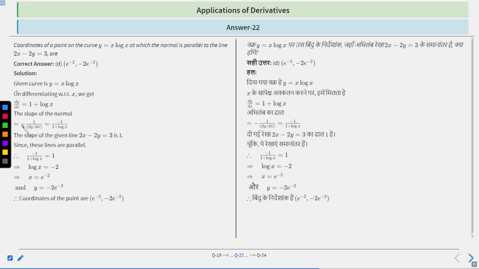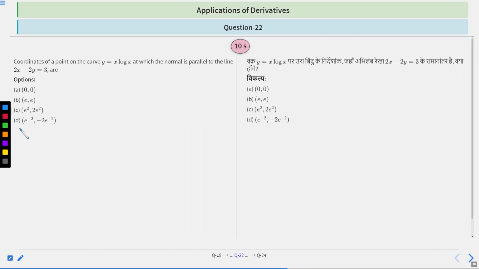If x is e to the power −2, we can put the value of x here to get the value of y. So y is equal to −2e to the power −2. Clear? Therefore, coordinates of the point are (e^−2, −2e^−2). Got it? So I think option D is the right choice. Okay, D is the right choice.